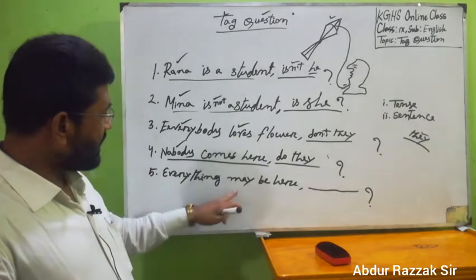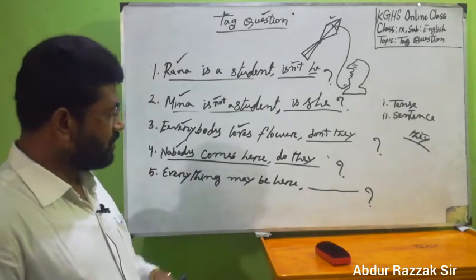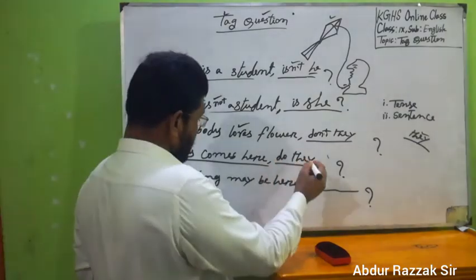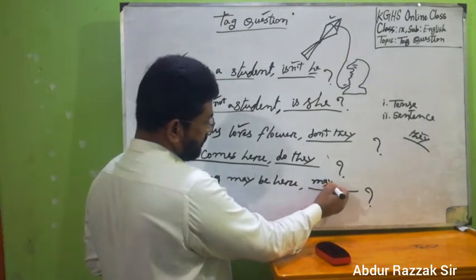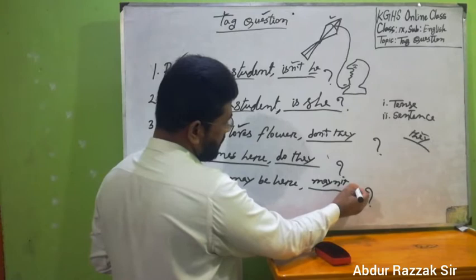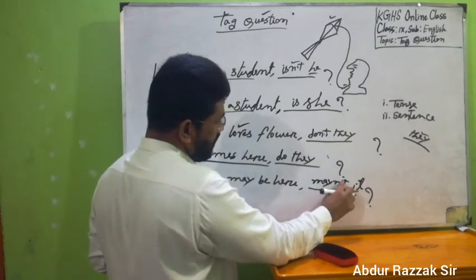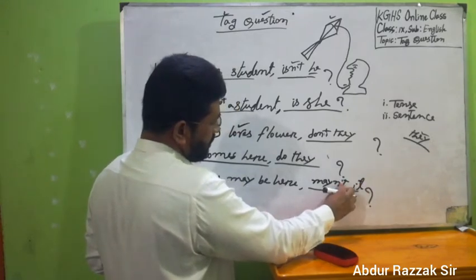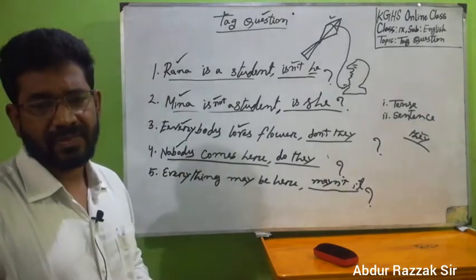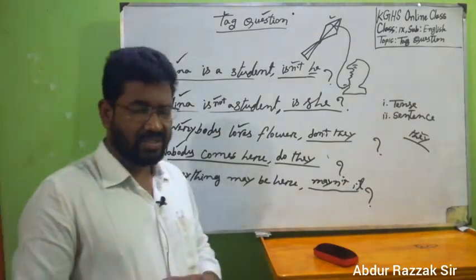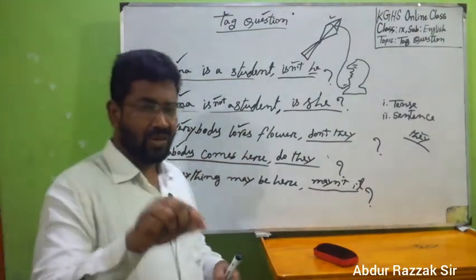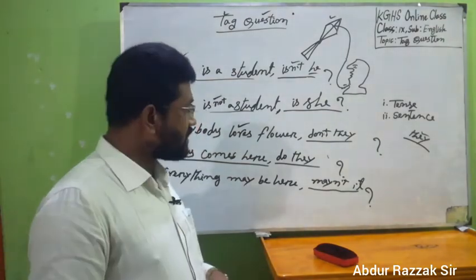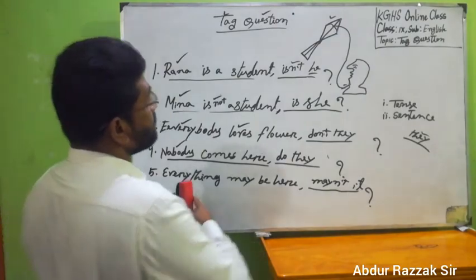So dear students, as there is a modal verb here, we should use the modal verb in making the tag question. So it will be mayn't it. I think you have understood. Dear students, if you don't understand any part of it, you can comment in my comment box. Dear students, let's see the next example.